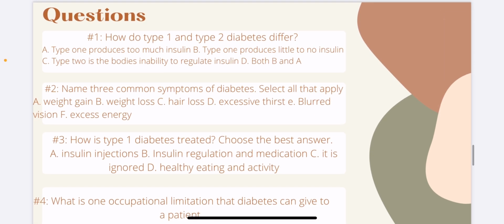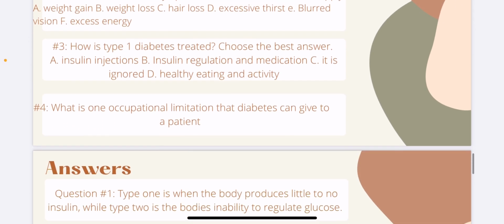So we have some questions. So how do type 1 and type 2 diabetes differ? So we have A, type 1 produces too much insulin. B, type 1 produces little to no insulin. C, type 2 is the body's inability to regulate insulin. Or D, both A and B. I'll give you guys some time to answer.